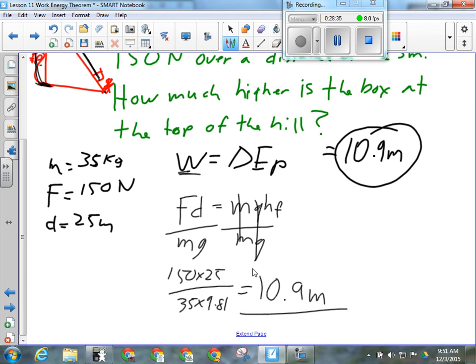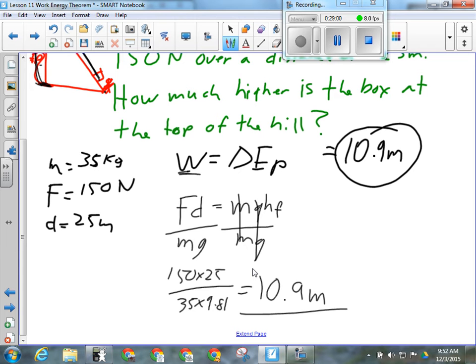Okay, that's about as difficult as they would get. And really, mathematically, there wasn't much to do there, was there? But the difficulty lies in interpreting the question and understanding the work energy theorem and how it works. That's the difficulty here. The math is not the difficult part of these questions.